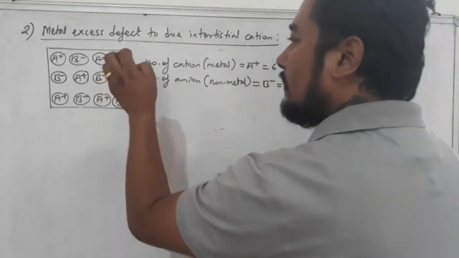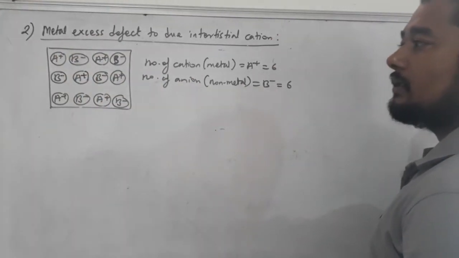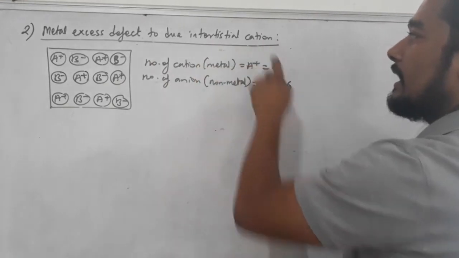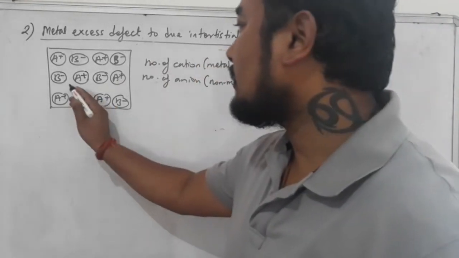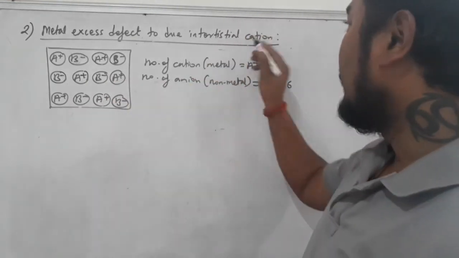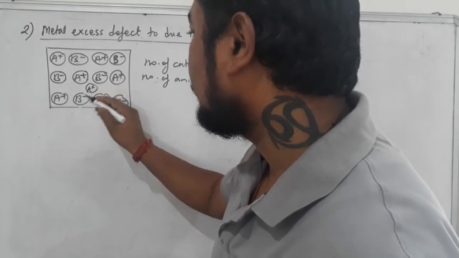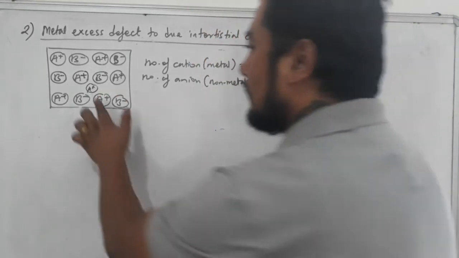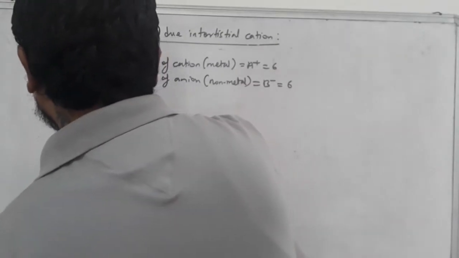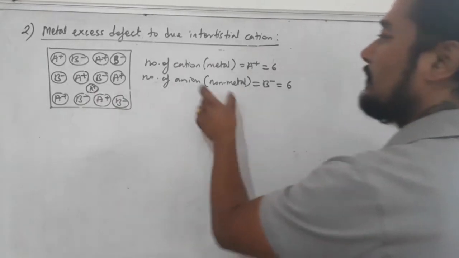Again, the hint of this you get from the heading only. What is excess? Metal. What is excess? Metal. Due to which cation? Interstitial cation. So this is called interstitial site. The gap between the two lattice sites is called interstitial site. So one metal is excess here. Let it be A plus. Now here is A plus, students, A plus in the interstitial site.